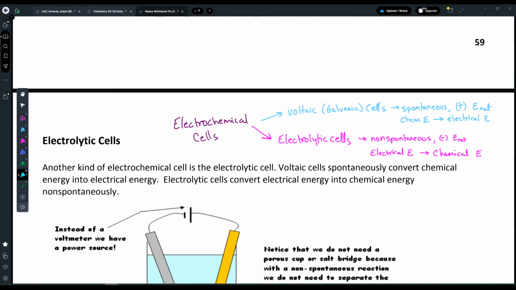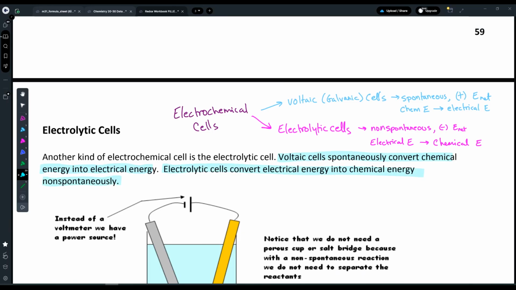Alright, so we've already talked about this here. Voltaic cells spontaneously convert chemical energy into electrical energy. Electrolytic cells convert electrical energy into chemical energy non-spontaneously. Okay, so you do need to be able to differentiate the two types of electrochemical cells, both theoretically as well as visually.